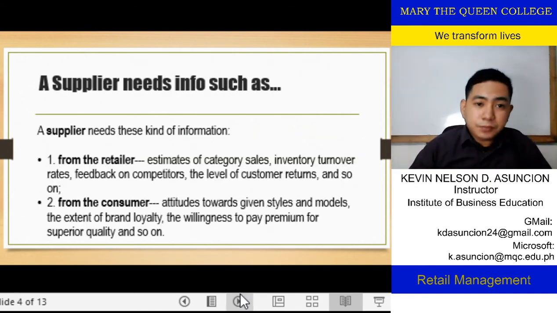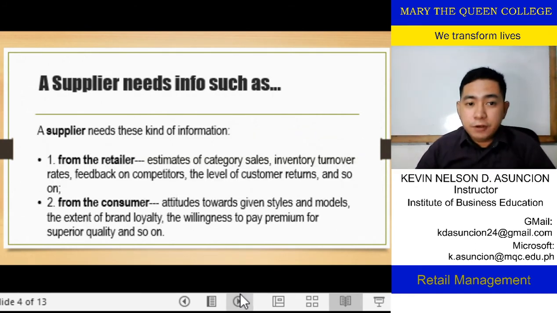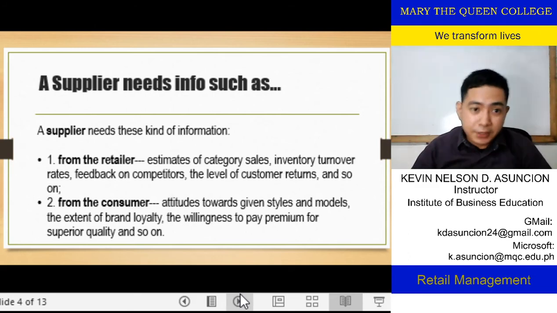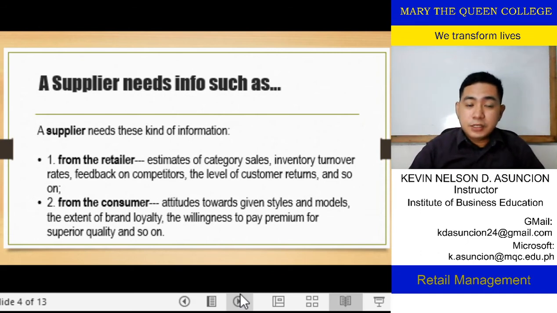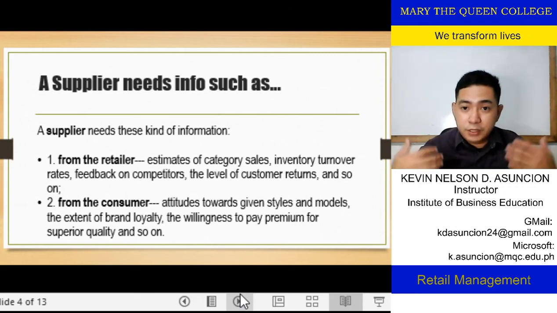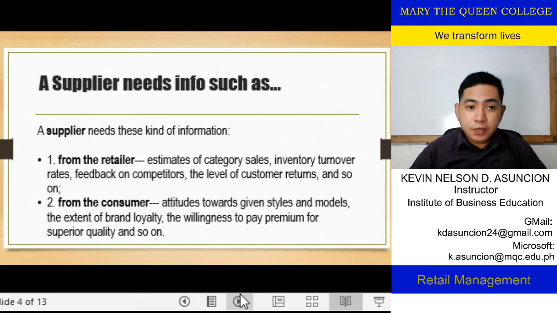Okay, so a supplier needs info, such as you as supplier. No? What information do you need? First, you need information from your retailers, just like the estimates of category sales. How much sales? You know if the brand is growing, inventory turnover rates. And then feedback on competitors and the level of customer returns and so on.